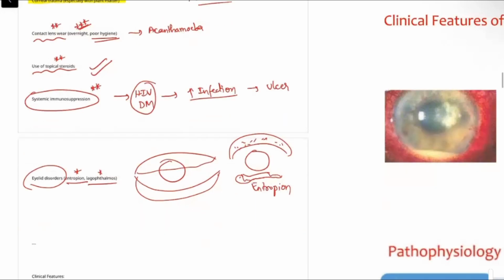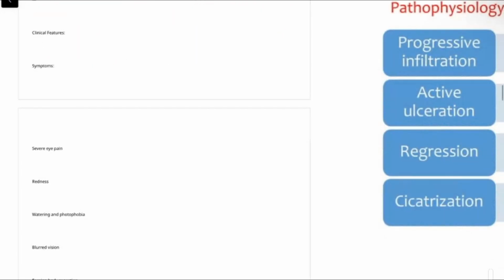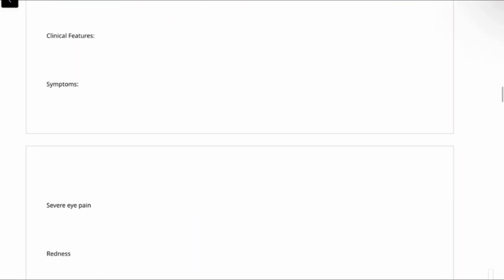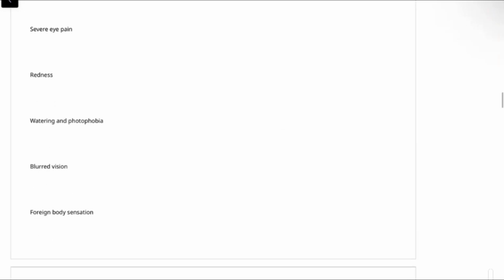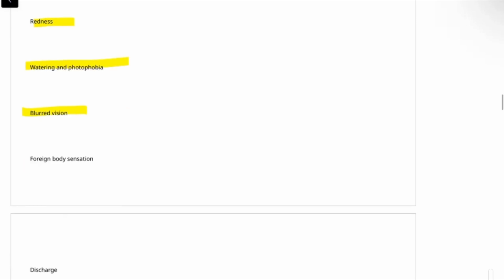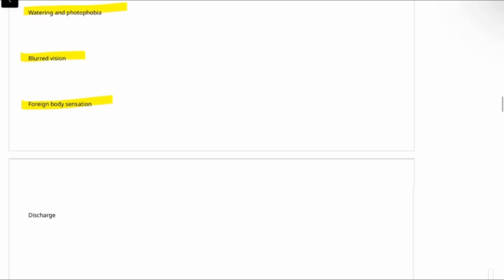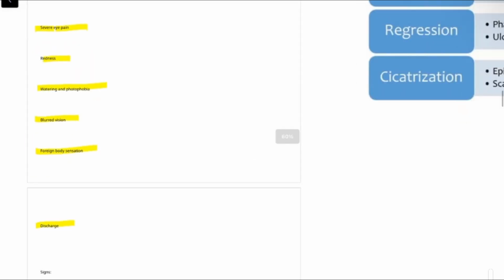Okay, now clinical features, what symptoms will be there, just like I have discussed before, we'll just brush through it. Severe eye pain, redness, watering and photophobia, blurred vision, foreign body sensation, and discharge will be there. So these are the clinical features with which the patient will come.